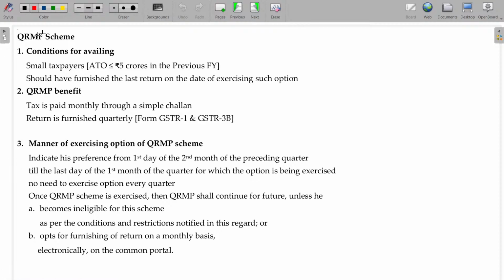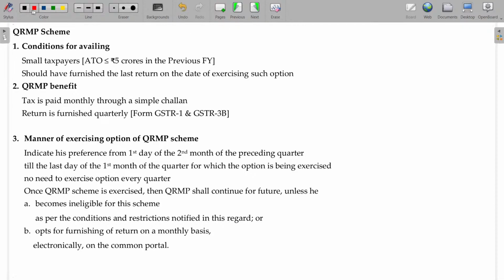Now, QRMP scheme, who is eligible? Conditions for availing: it is available for small taxpayers whose aggregate turnover is less than or equal to 5 crores in the previous financial year. He should have furnished the last return due on the date of exercising the option. So while going for the QRMP scheme, he has to file the returns properly until the last date of availing QRMP. What is the QRMP benefit? Already we studied: monthly he has to pay, but quarterly he has to file the return. But at least he has to file the IFF for the remaining 2 months.